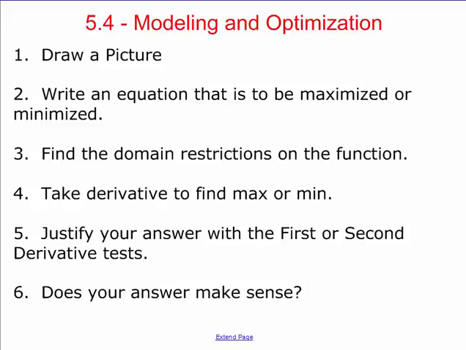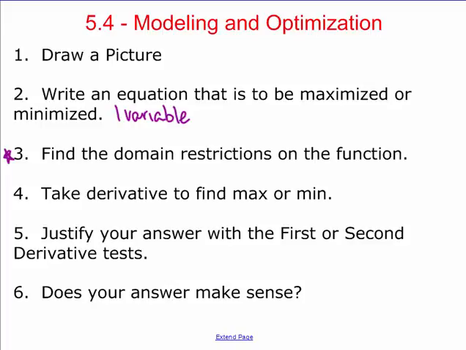So first we want to draw a picture of the situation, and that's going to help you, especially if a picture isn't given. Then you write an equation that is to be maximized or minimized, and this is going to be in one variable. Make sure that you only have one variable in there. Find the domain restrictions. This is the one I sometimes forget. I'm going to work really hard throughout these lessons to make sure that I am showing you guys this.